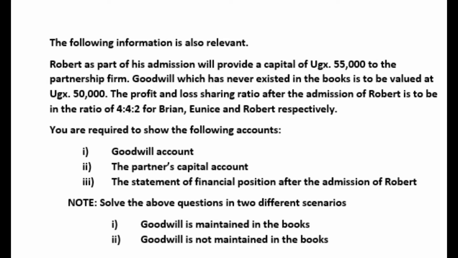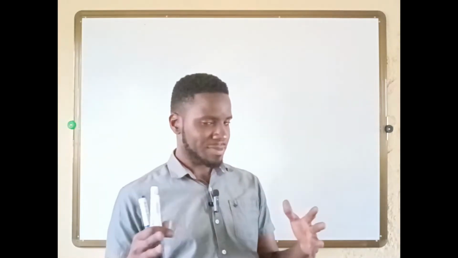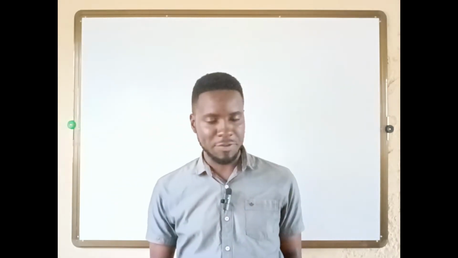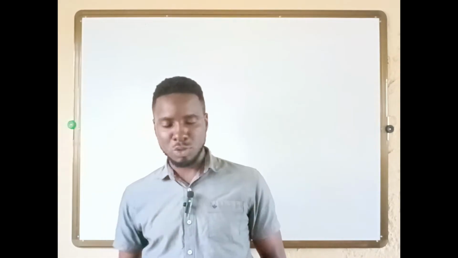You are required to show the following accounts: the goodwill account, the partners' capital accounts, and the statement of financial position after the admission of Robert. Note, solve the above question for 2 different scenarios. One, goodwill is to be maintained in the books. Two, goodwill is not to be maintained in the books. So that's the question that we are going to solve. And I believe by the time we are done with this question, you will be better off and you can solve a number when it comes to goodwill.